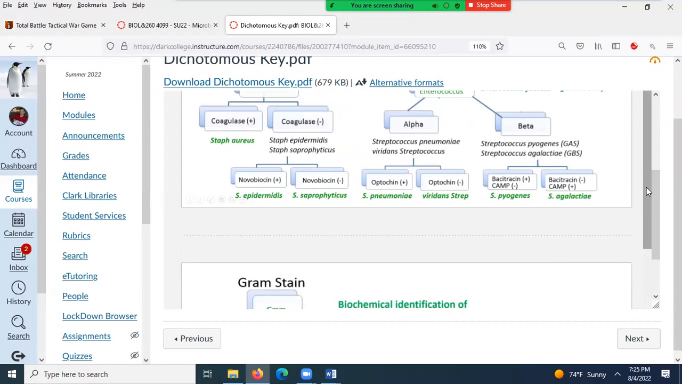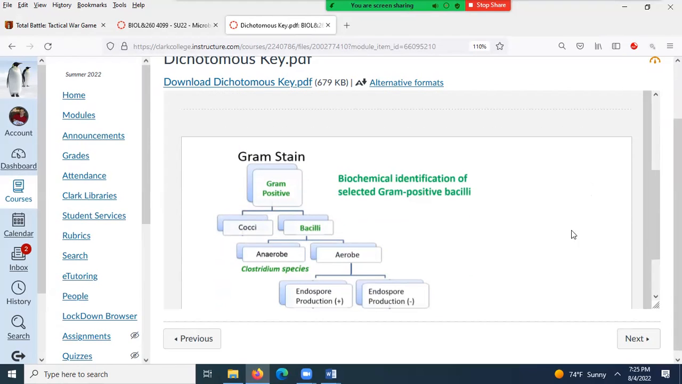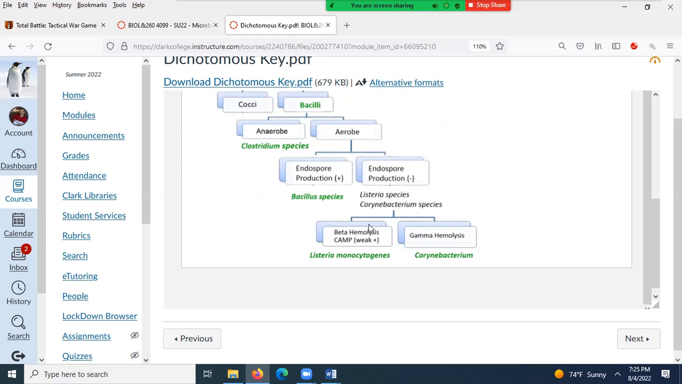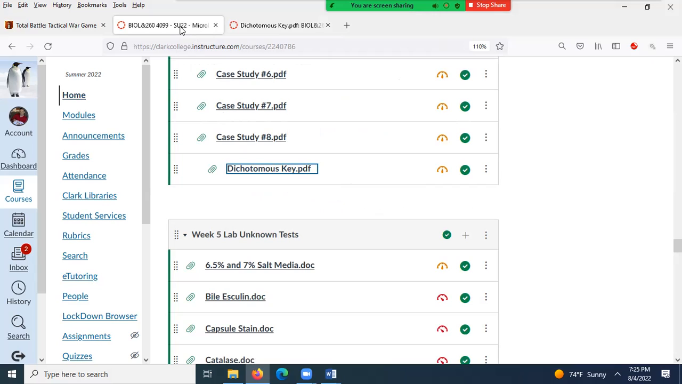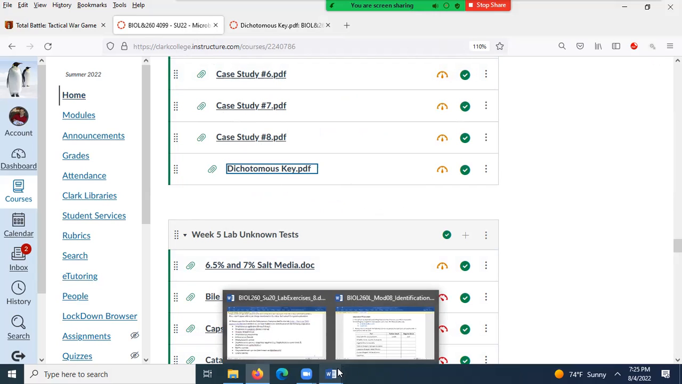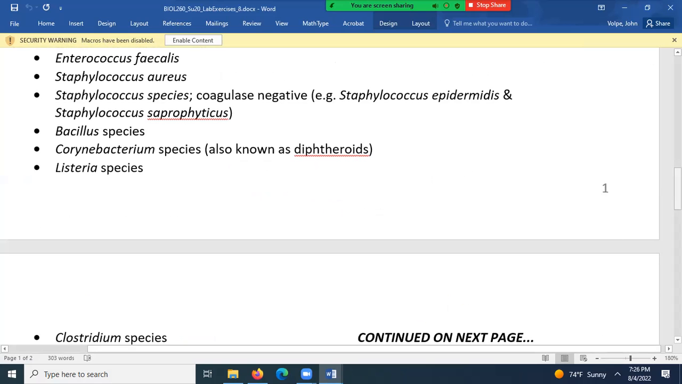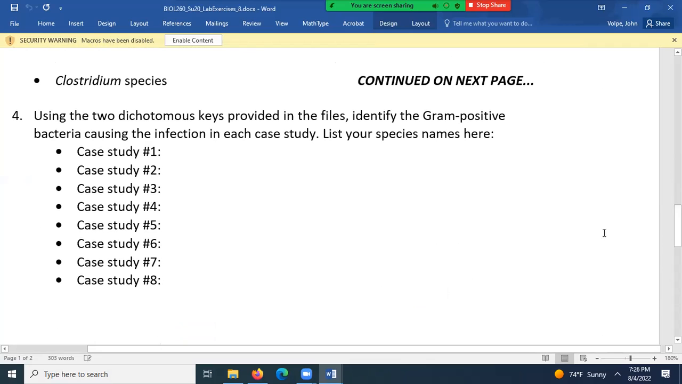And there's another page here, gram-positive bacilli. Right there. So read through that. Those are the different possibilities. And then take a look at case study 1 and use the dichotomous key to identify the species of gram-positive bacteria that's causing the infection in case study 1.